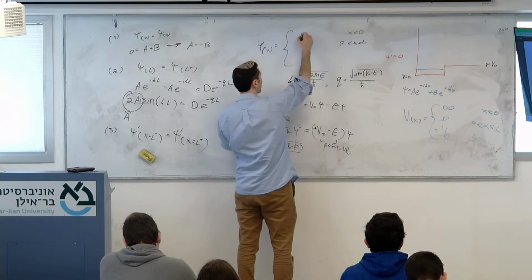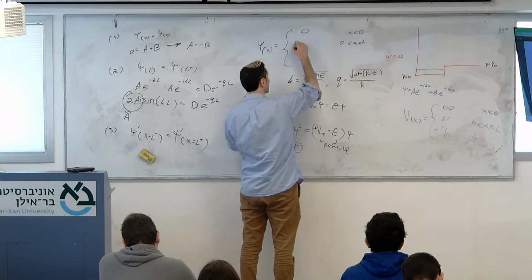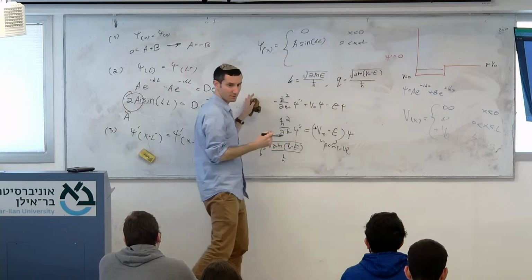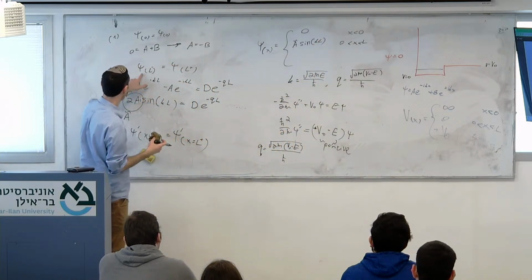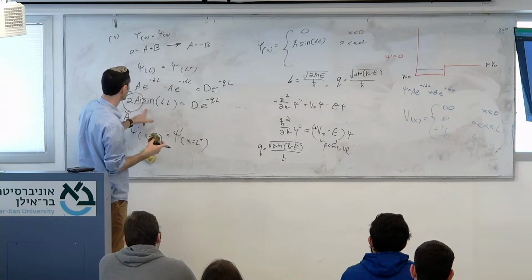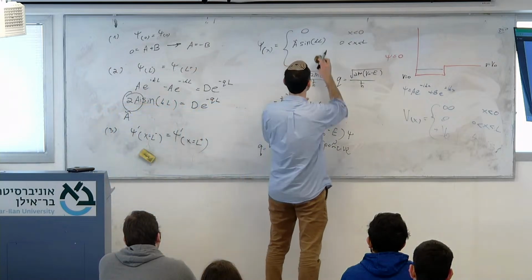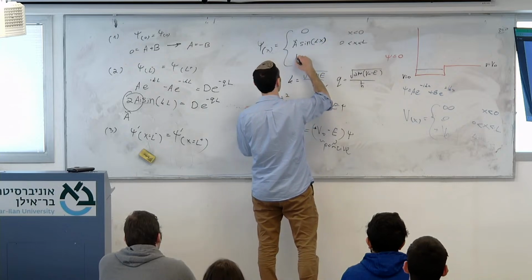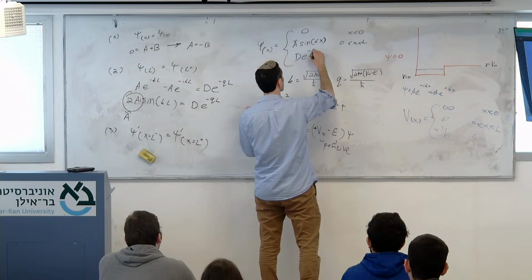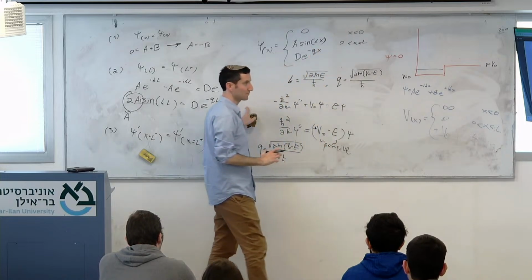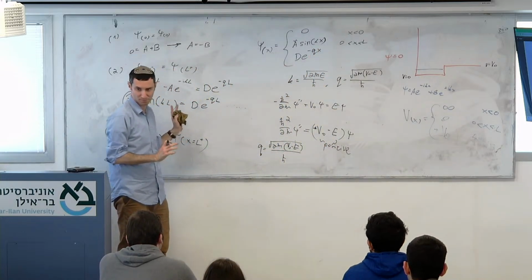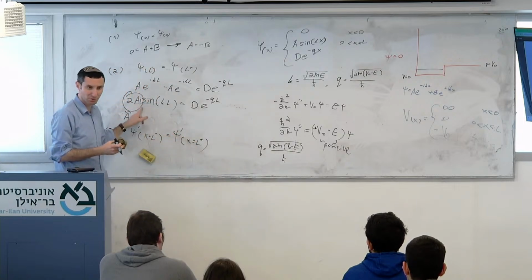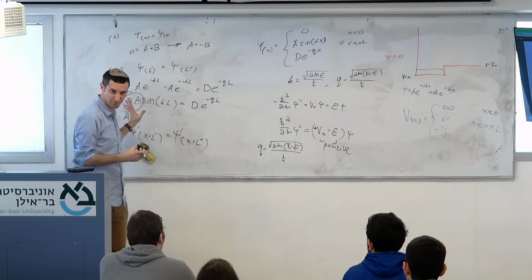Where x is negative, psi naught, here I got a certain A tilde sine KX, right? This is what I got because of this. And here I got D e to the minus QX. By the way, of course, I allow myself to let A tilde swallow the 2, the A, and the i.